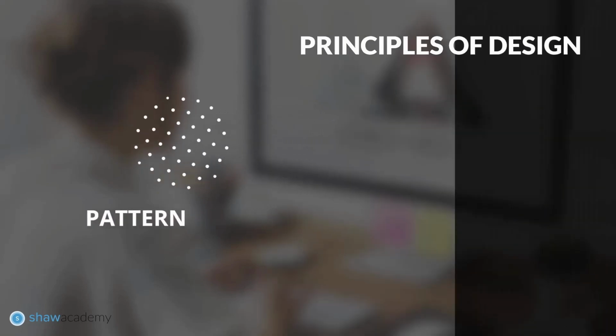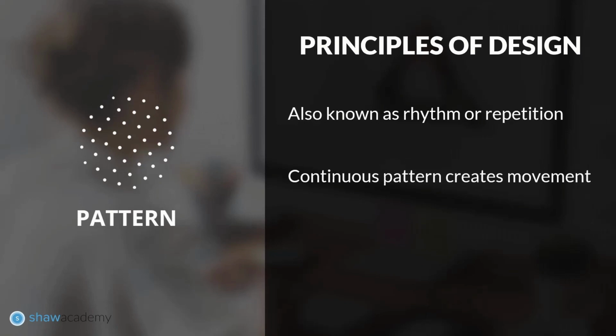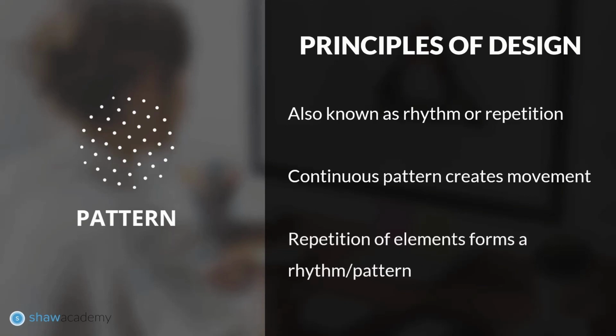Pattern is also known as rhythm. A continuous pattern can also create movement. This is linked to repetition that eventually forms a unity the whole design fits into. It basically brings the whole design together. Think of it as following a theme by combining the elements and principles. The repetition of certain elements will form a rhythm or pattern.